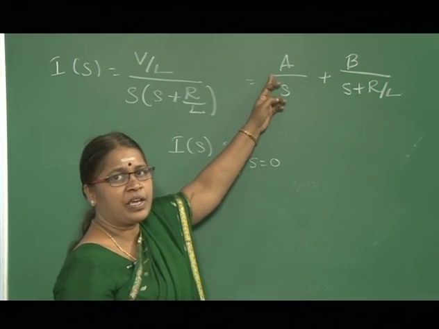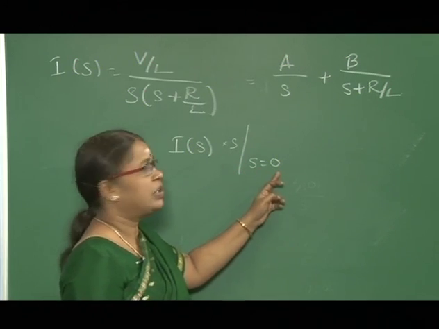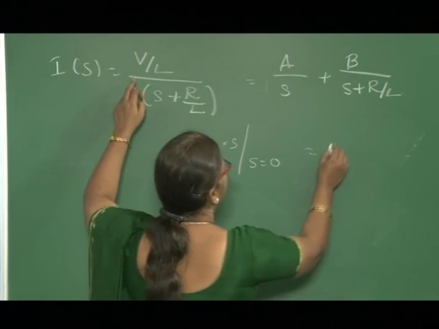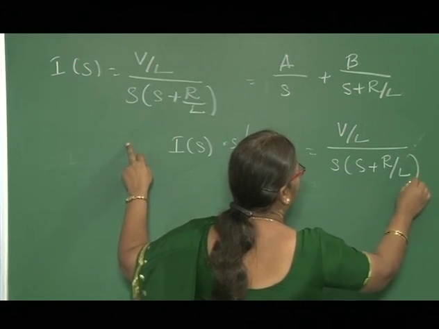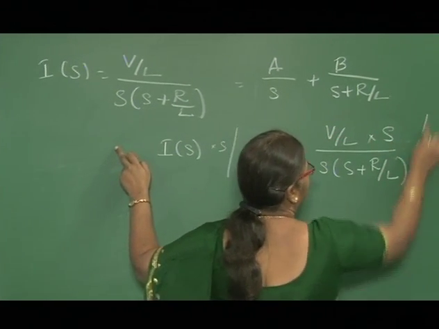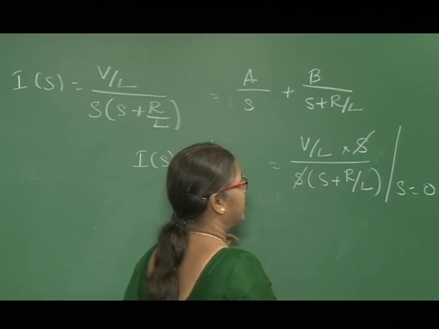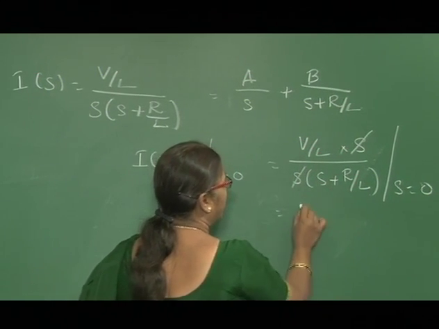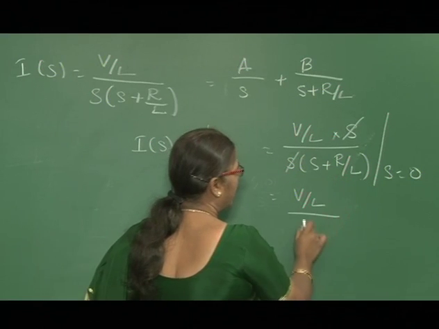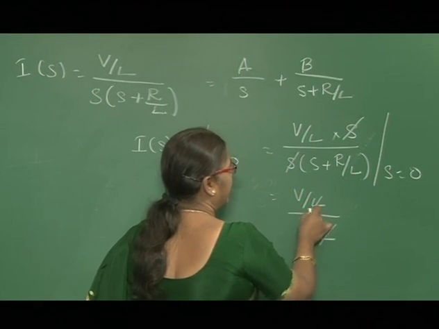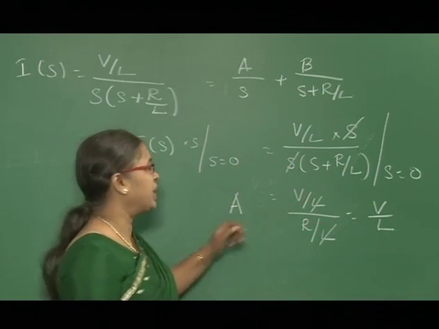You can easily find the value of A by multiplying the I of s term with S and substituting S is equal to 0. I of s is V by L divided by S into S plus R by L. Let me multiply this term with S and substitute S is equal to 0. When I multiply this term with S, S and S get cancelled. Let me substitute S is equal to 0. In the numerator I have the term V by L. In the denominator, when I substitute S is equal to 0, the denominator reduces to R by L. So, L and L get cancelled. So, I can say the value of A is V by R.